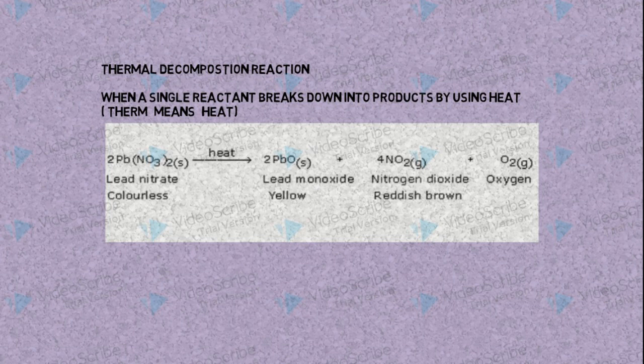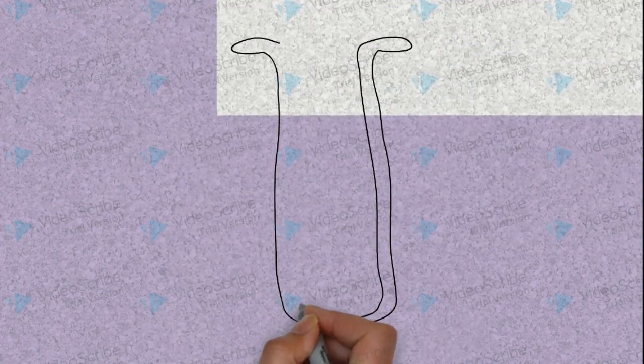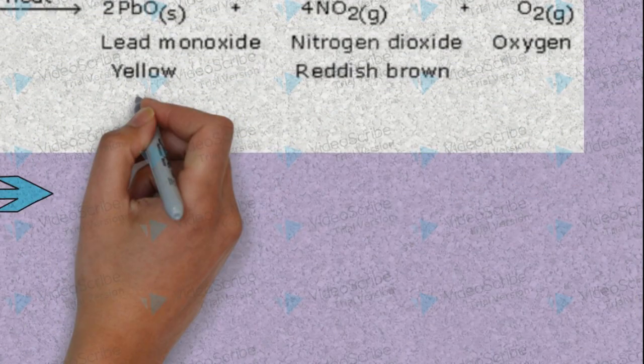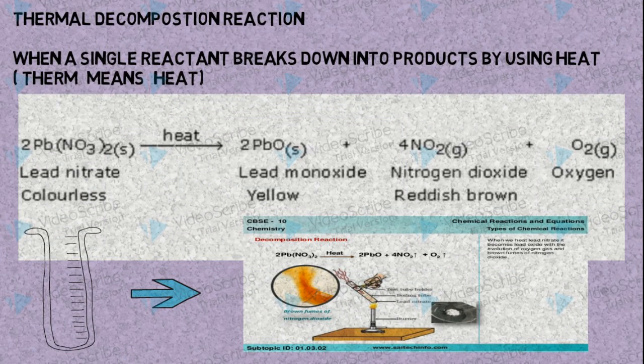Take a test tube containing colorless lead nitrate. Lead nitrate is colorless. When you heat it, it will be converted into a yellow colored substance. That yellow colored substance is due to the formation of lead monoxide, that is PbO, and two gases are released here. One is colorless oxygen and one is reddish brown nitrogen dioxide. So you can observe two things here.